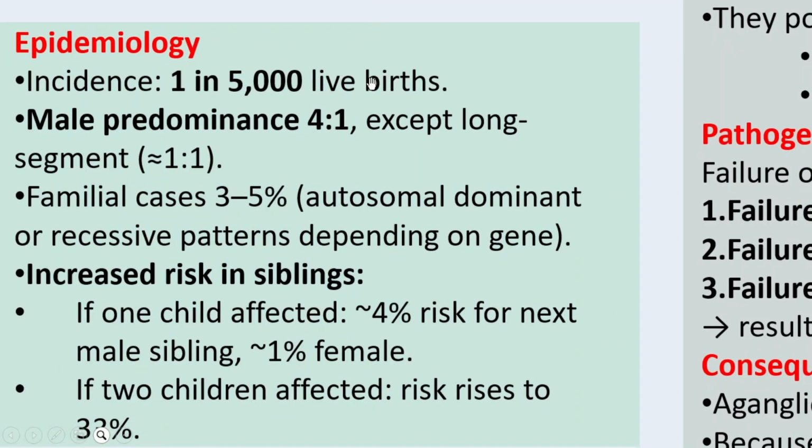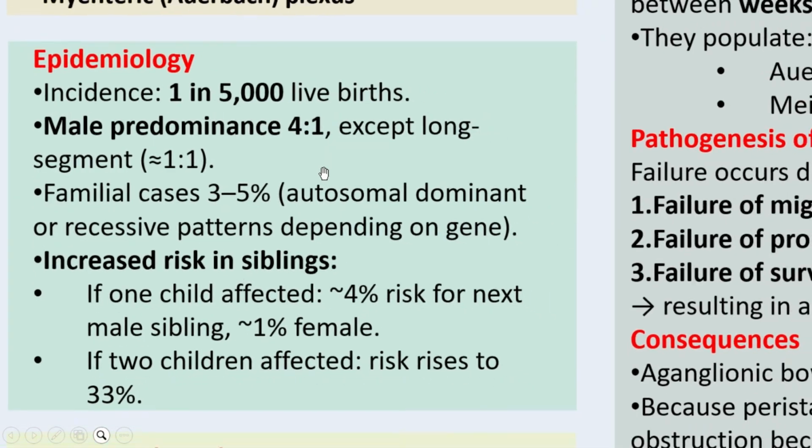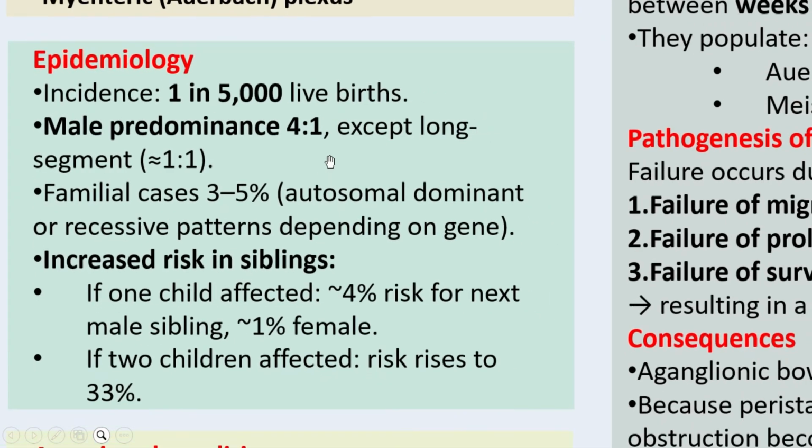When you look at the incidence of the disease, it occurs in 1 in 5,000 live births, though worldwide it's hard to estimate the prevalence because of discrepancies in documentation and everything else. But it has been seen to be found more in males, with a ratio of 4:1. Though when we have a variation known as the long segment disease, the ratio is 1:1. And then we have familial cases, 3 to 5%.